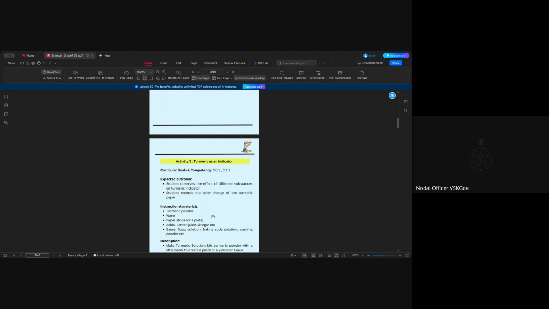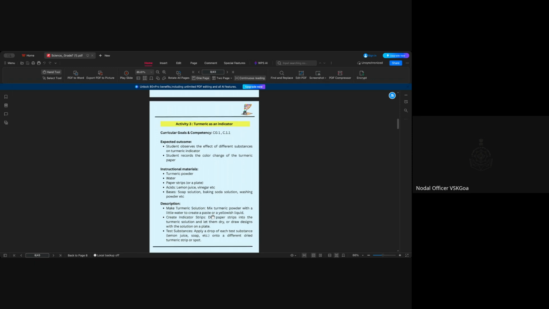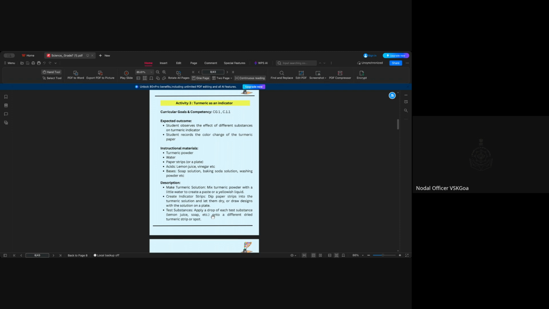So the outcome basically here is observing the student. The students will observe the effect of different substances on the turmeric indicator, and they will record the color change of the turmeric paper. In this case, the instructional material, as you know, is turmeric powder which we require, and water, paper strips, and acid and base substances that are required.